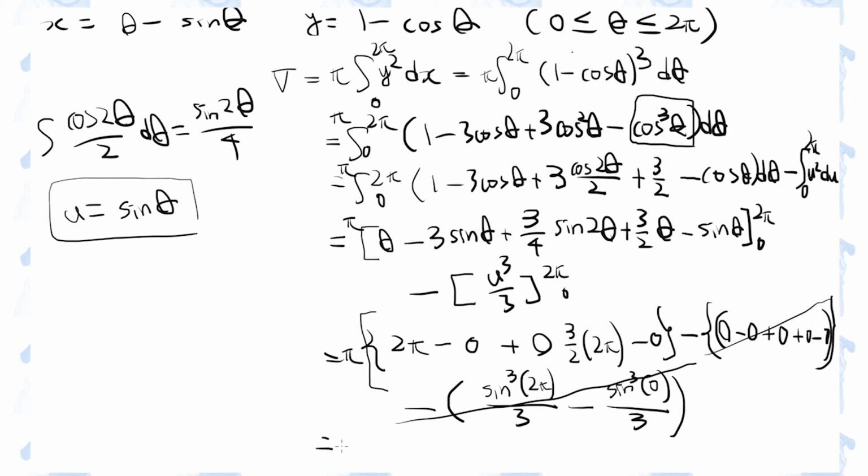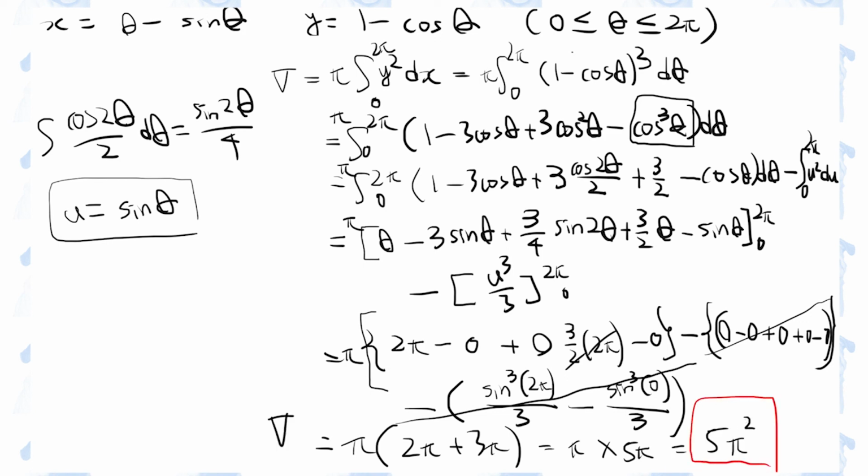So what are we left with? 2 pi plus 3 pi. Pi times 5 pi, which is 5 pi squared. So the answer is 5 pi squared. And this is the end of this exam paper.